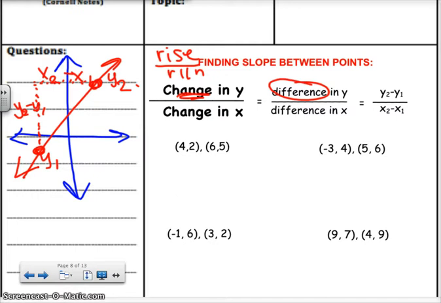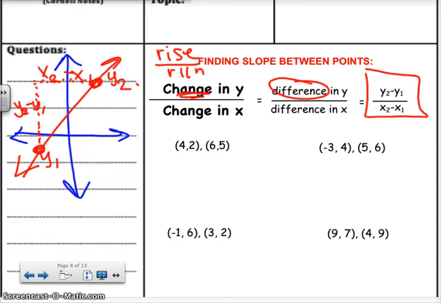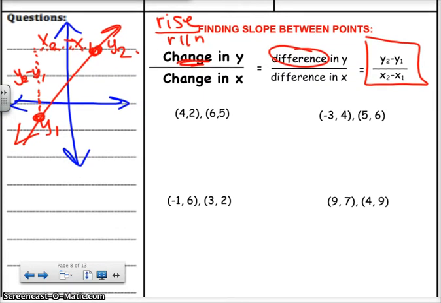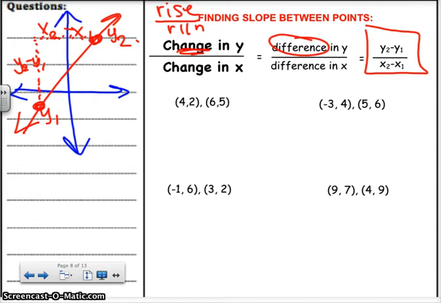When we take that difference, it's finally explained as second y, take away your first y, over your second x, take away first x. In mathematical terms, you say y sub 2 minus y sub 1 over x sub 2 minus x sub 1. So to find the slope between these 2 points, I would say this is my first x, this is my first y, second x, second y.